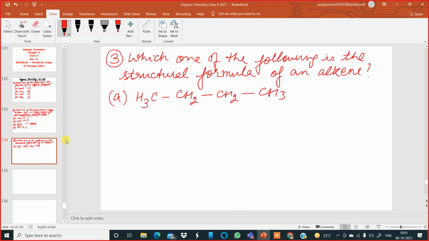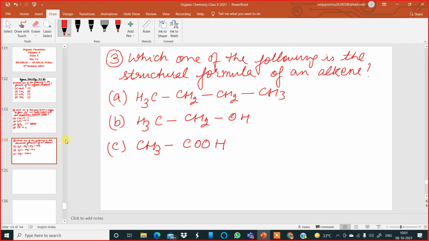Option A. Option B, H3C, CH2, OH. Option C, CH3, COOH. Option D, H2C, CH2. Which one is the structural formula? It is option D. Correct. Option D, double bond, because alkenes are unsaturated, containing at least one carbon-carbon double bond.